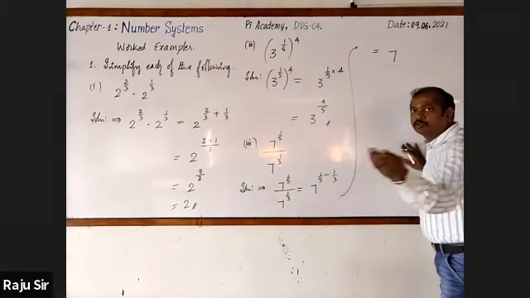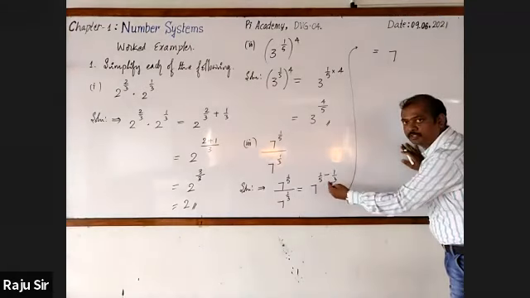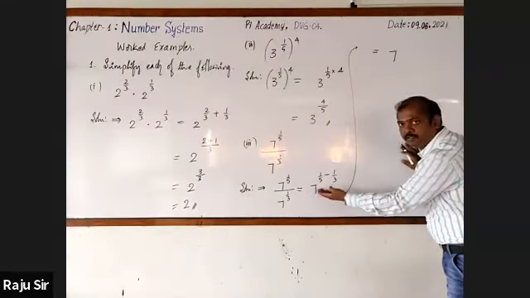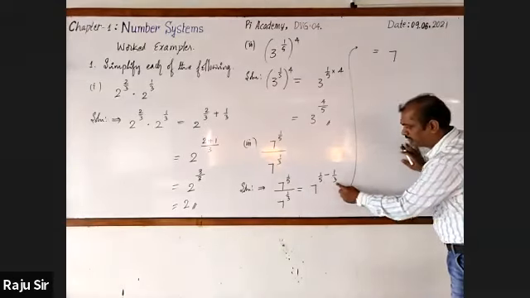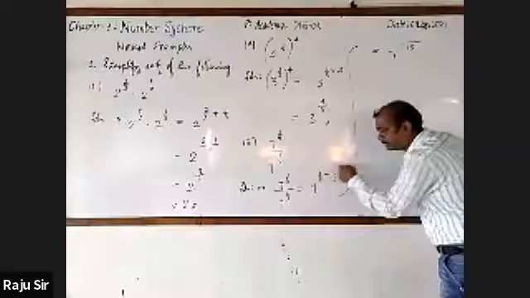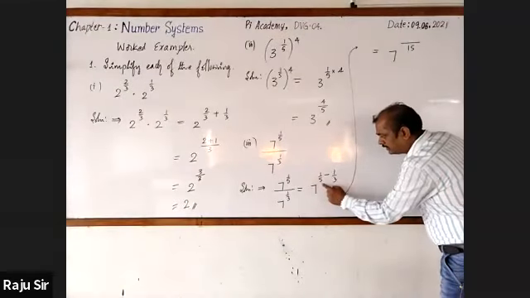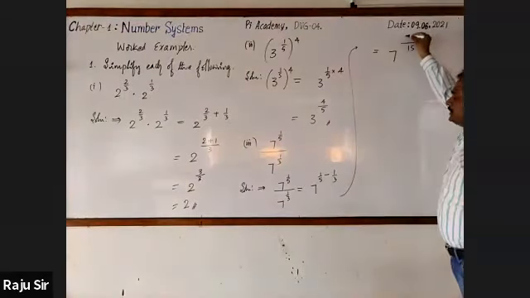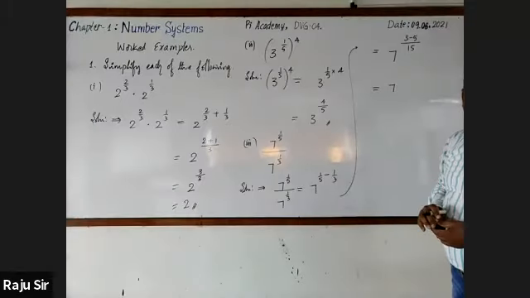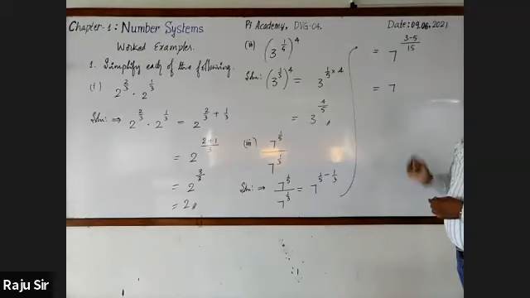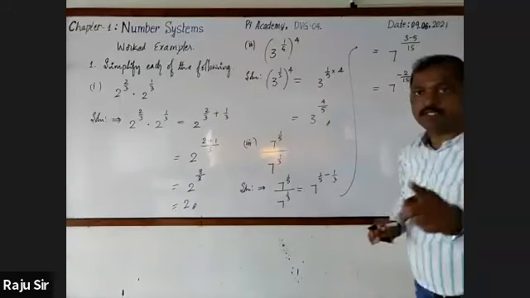They are also co-prime. 5 and 3 are co-prime. The LCM will be their product. LCM of 5 and 3 is 15. And go for cross multiplying. 3 ones are 3, here 5 ones are 5. Here it is 3 minus 5. And this is equal to 7 raised to the power 3 minus 5 is minus 2, minus 2 by 15. Got it?